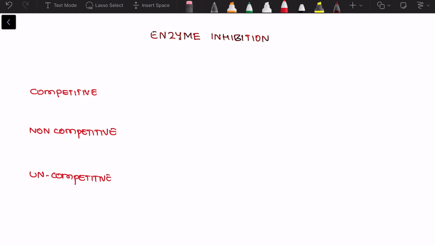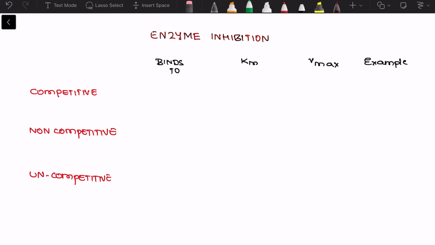So these types of enzyme inhibition can be studied under four headings: what is the enzyme inhibitor's affinity towards the enzyme as well as the enzyme substrate complex, and also we are going to see the effect of each type of inhibition with respect to the Km, the Michaelis-Menten rate limiting constant, and the maximum velocity, Vmax, with examples for each type of enzyme inhibition.